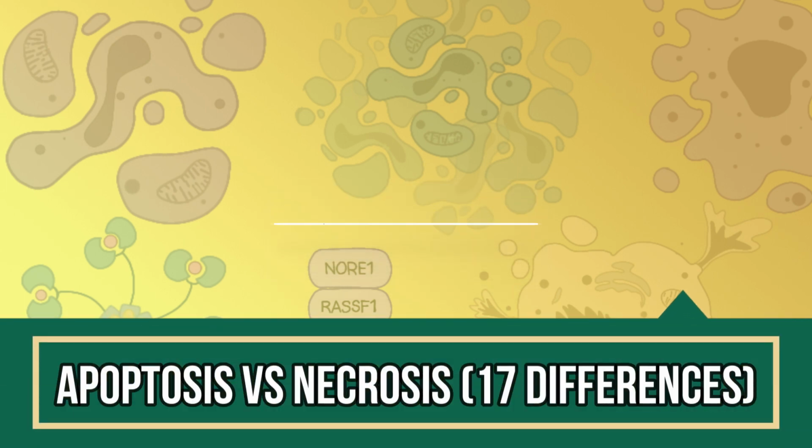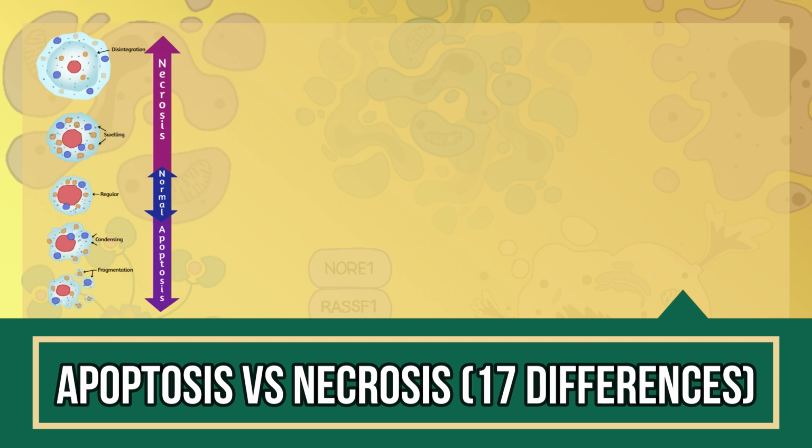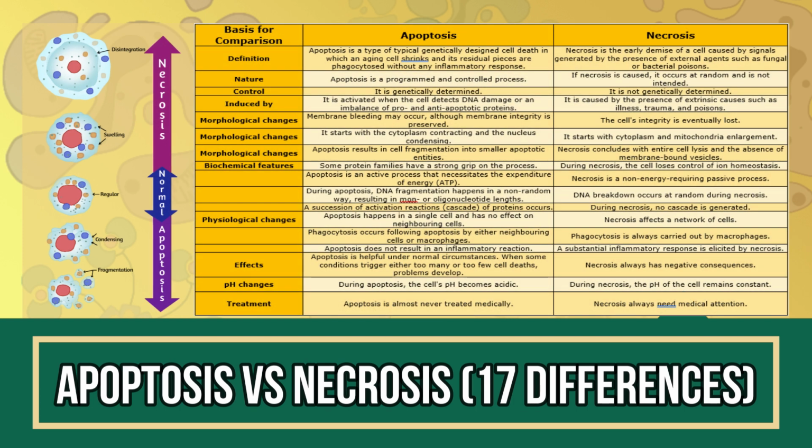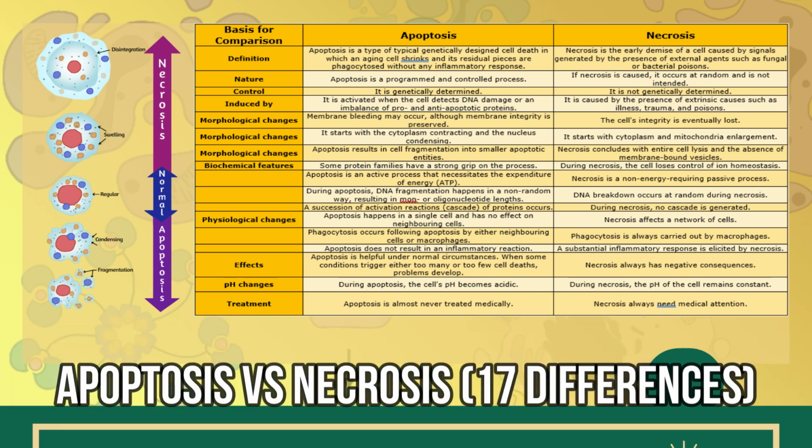And lastly, apoptosis versus necrosis, the 17 differences. With the help of this table, you can understand the 17 differences between apoptosis and necrosis.